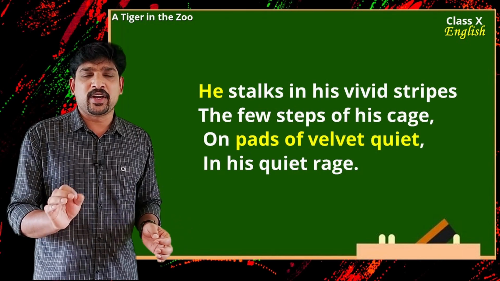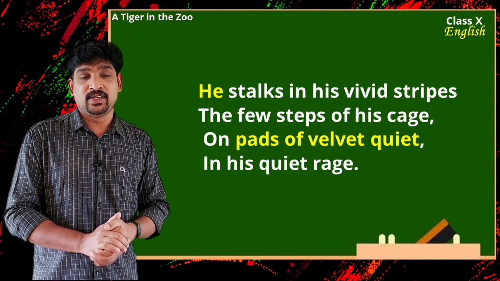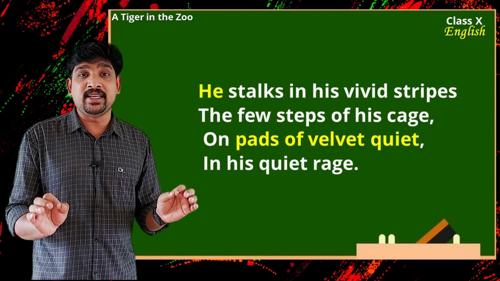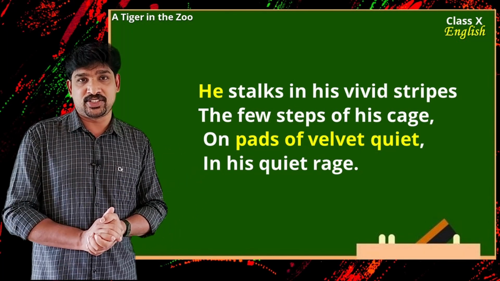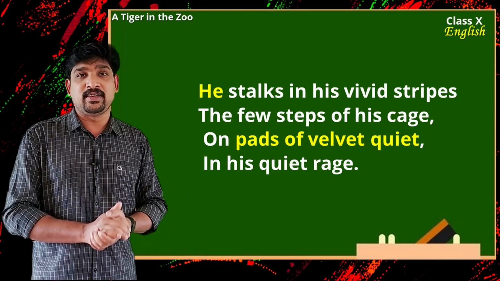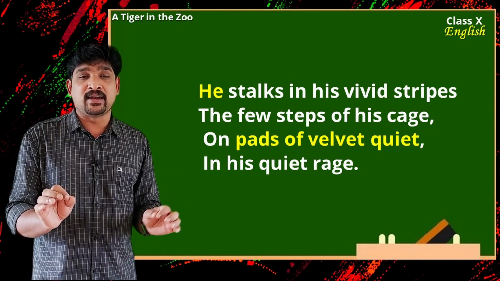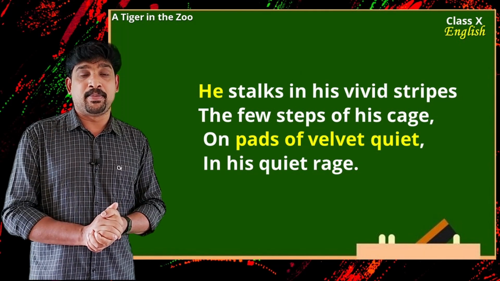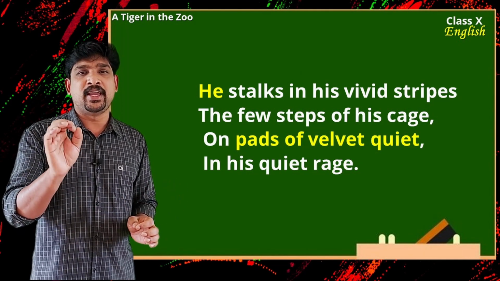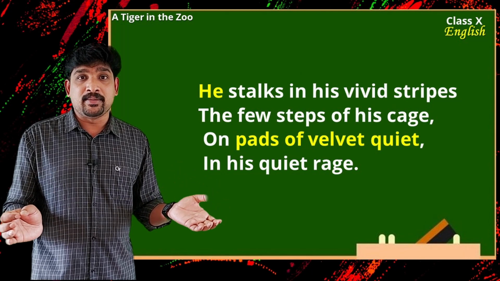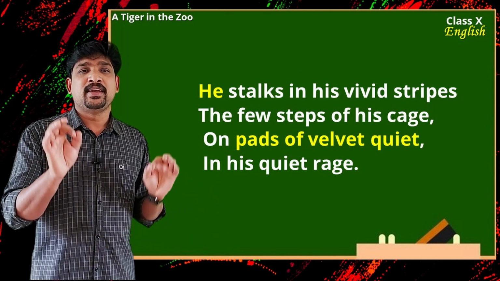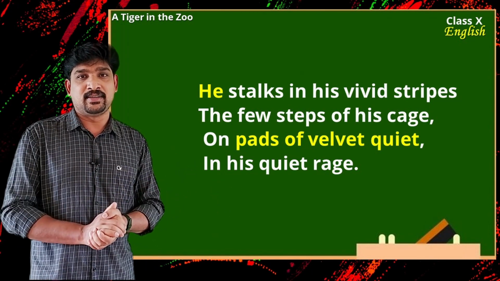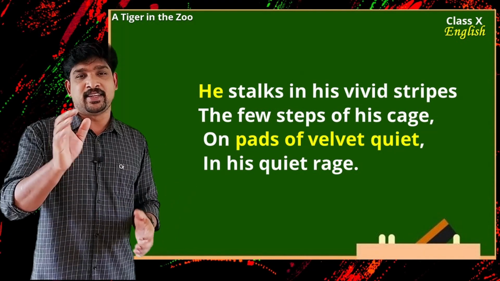The tiger is walking in his quiet rage. His rage or anger is quiet, or it is silenced. Just like his walking, his rage or his anger is also silenced. The tiger tries to control his anger by quietly walking in the limited area of his cage. He is angry because he is not free, but he doesn't express his anger. He just keeps quiet in the cage.